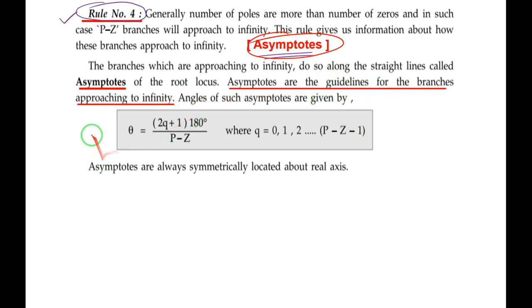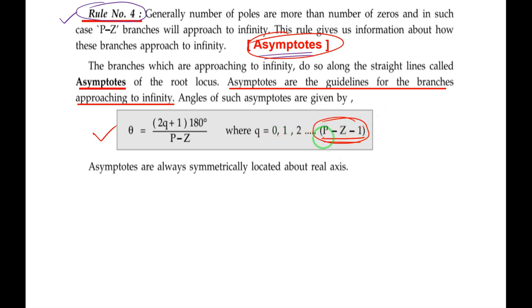And how to calculate the angles of asymptotes, I will tell you. The formula to calculate the angles of asymptotes is (2q plus 1) into 180 degree divided by p minus z. So plus or minus is not there, please keep in mind. 2q plus 1 is nothing but an odd multiple. So q can take any value 0, 1, 2 till p minus z minus 1. This is very important: p minus z minus 1.